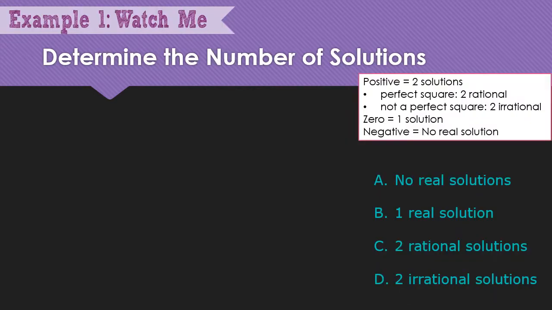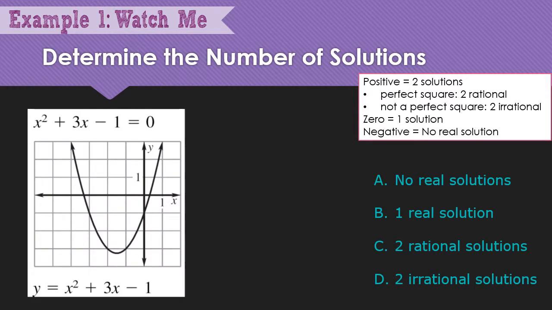So if we want to determine the number of solutions, how are we going to do that using our discriminant? So here's an example of a graph. This graph and this quadratic equation, we can see visually by just looking at the graph that there should be two solutions when we solve this quadratic equation. So let's see if we get that by using the discriminant.